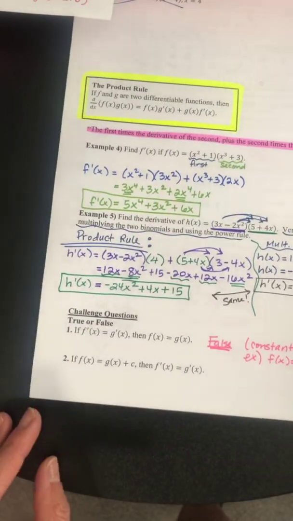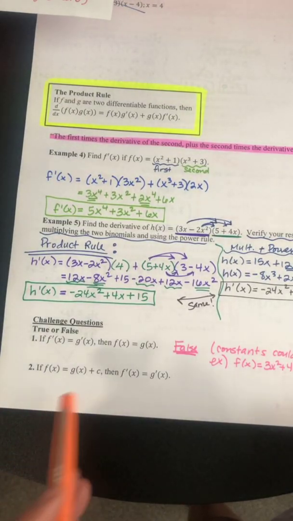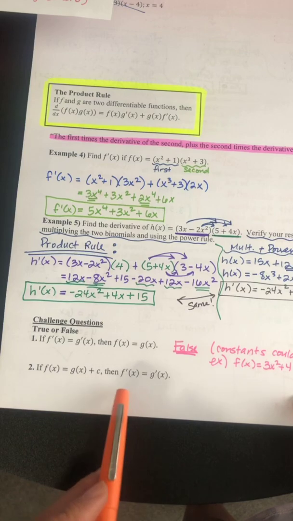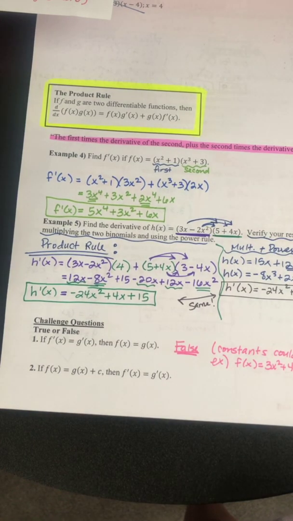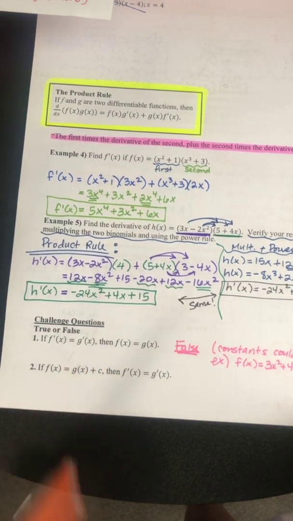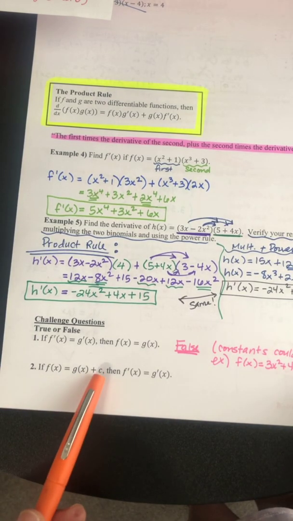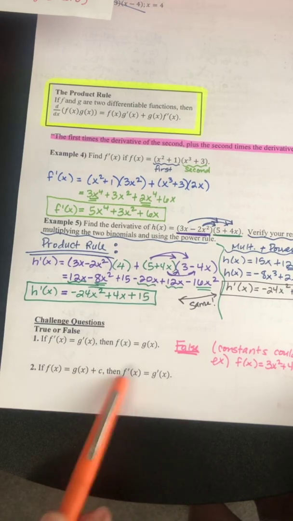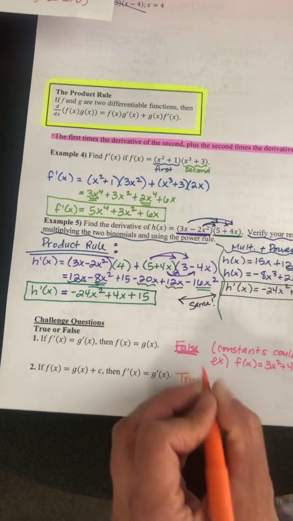All right, sorry, the papers got messed up. Number 2 says if f of x equals g of x plus a constant, then f prime of x equals g prime of x. Yeah, if f of x equals g of x plus whatever constant, the derivative of a constant is going to be 0. So if that's all that's different between them, it doesn't matter. Their derivatives will be the same. So this is true.